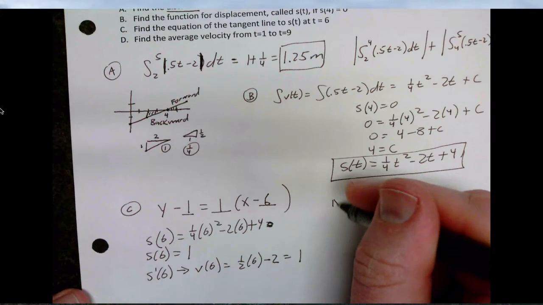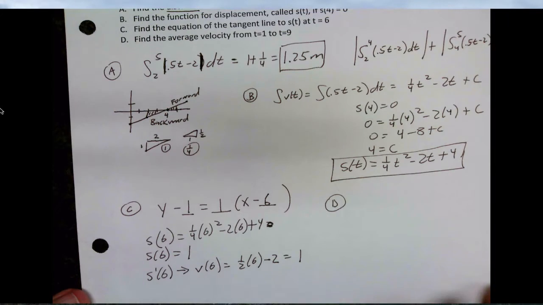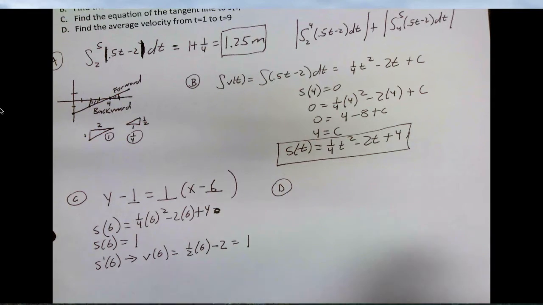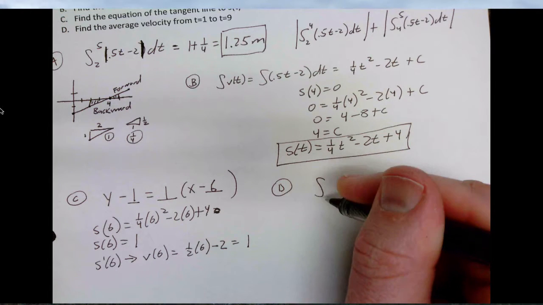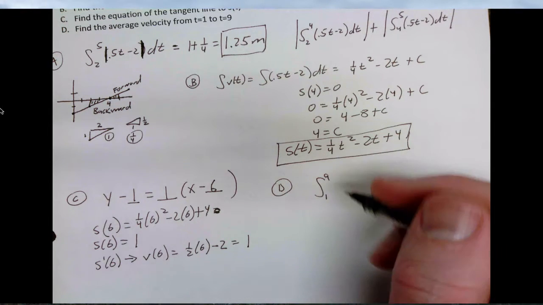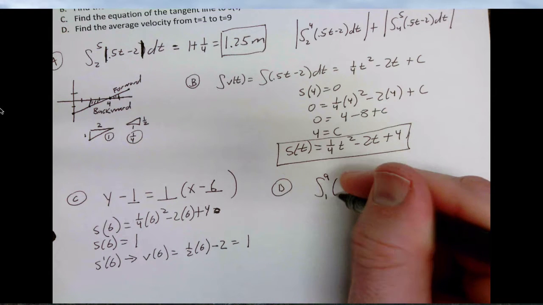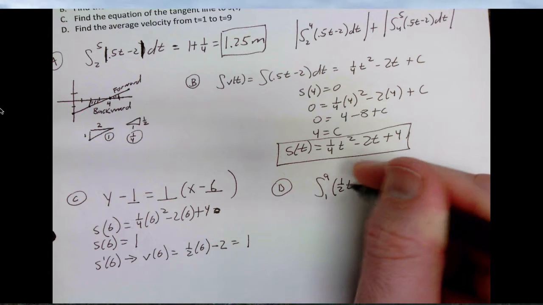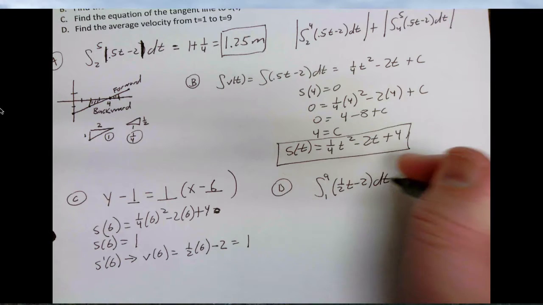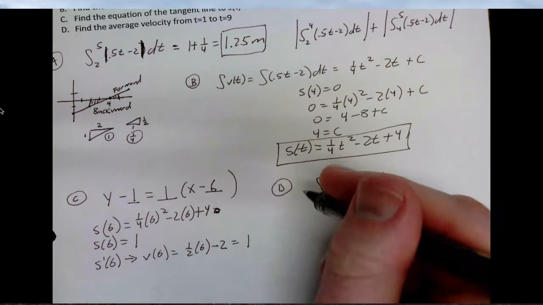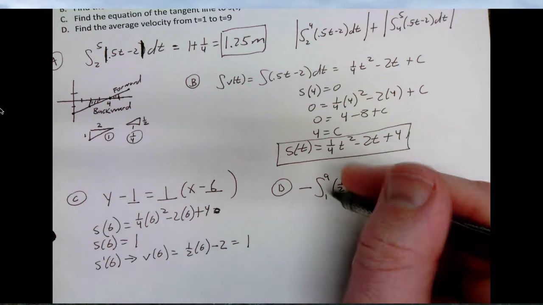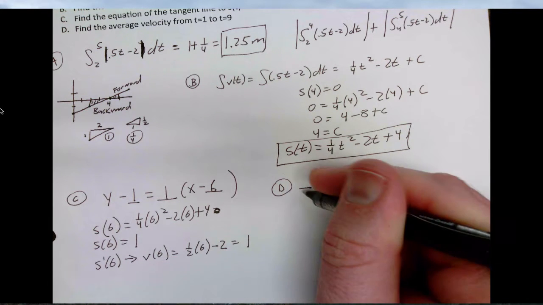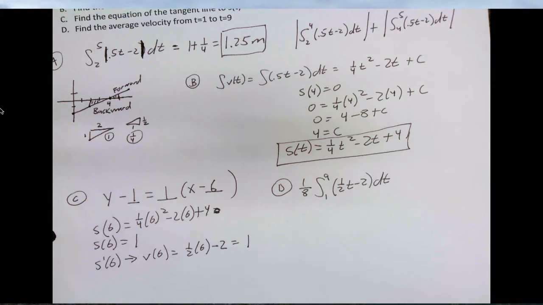All right, part D. Find the average velocity from 1 to 9. Okay, so average value of a function uses an integral. We're going 1 to 9, and we're trying to find the average of velocity, so we actually use the half t minus 2 dt. And now what we typically do is we show a fraction in front for the divide by the width. The distance from 1 to 9 is 8, so technically we're dividing by 8, and we do that as showing a 1/8 in front.